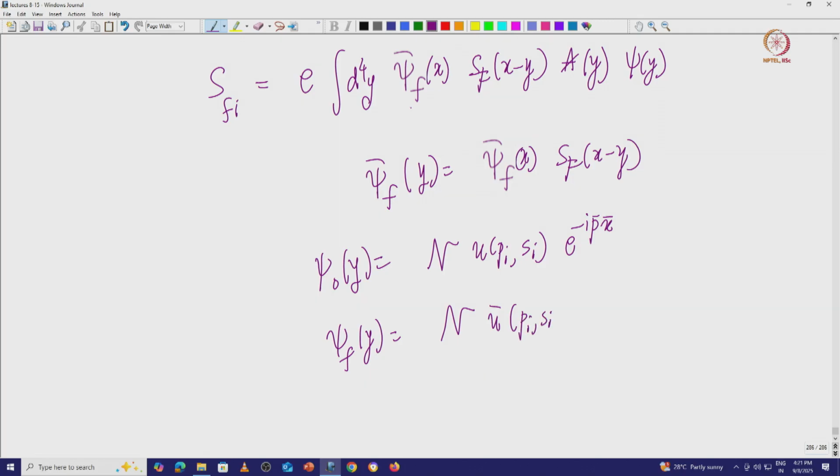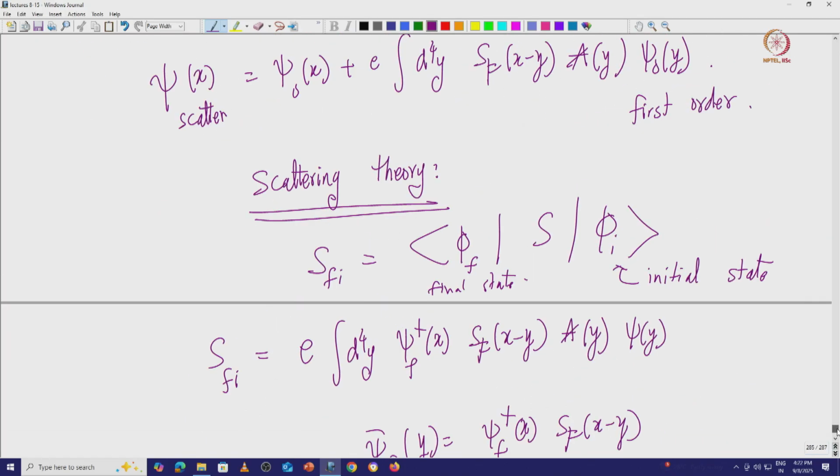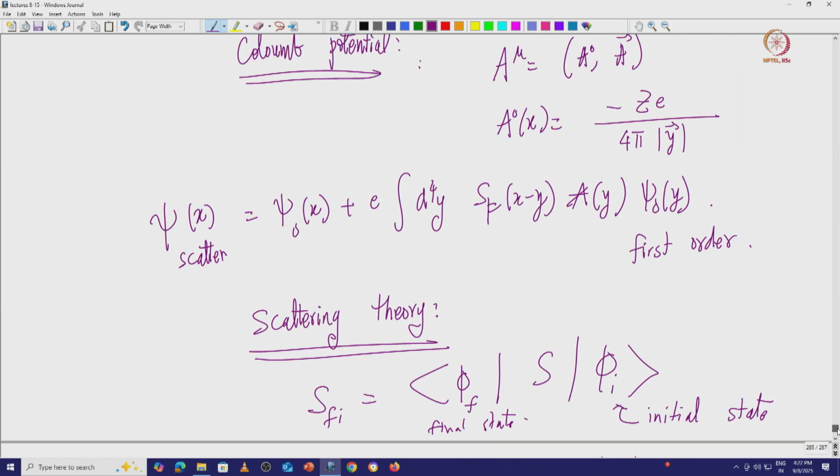This is exactly your, there is nothing different. Instead of the same, the incoming particle is u and the outgoing particle is u bar, this is the same thing. Essentially this is the thing. Now you put it back into your S_fi.